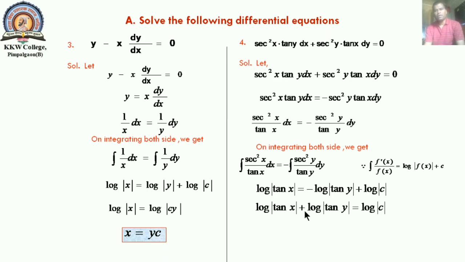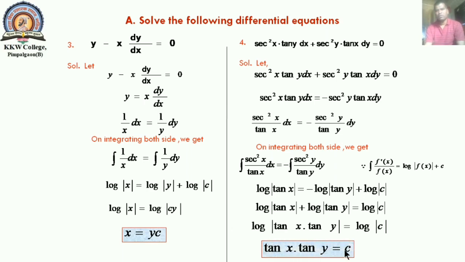Now log a plus log b is equal to log a into b. Log of tan x plus log of tan y is equal to log of tan x into tan y, which is equal to log c. Taking anti-log on both sides, you will get tan x into tan y equal to c, which is the general solution here.